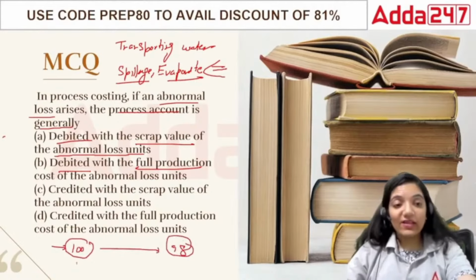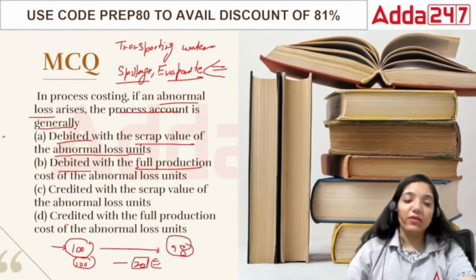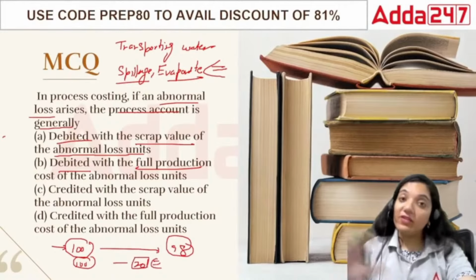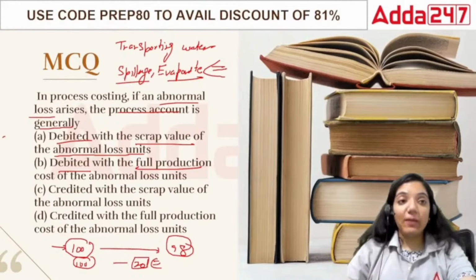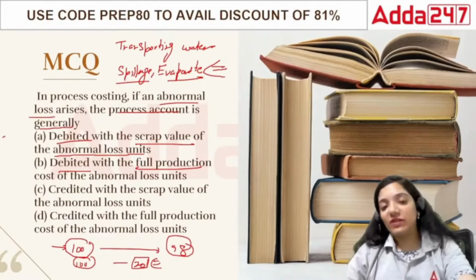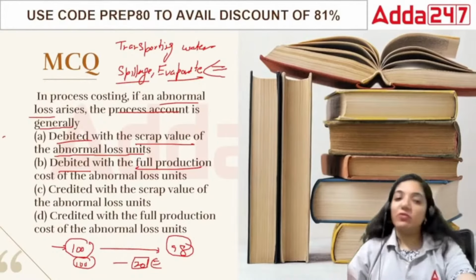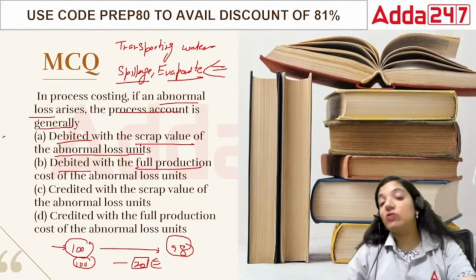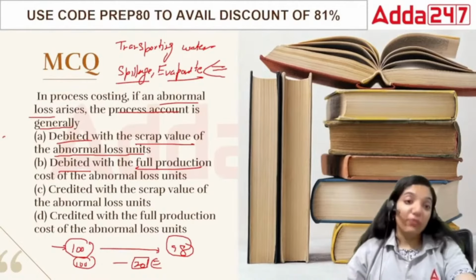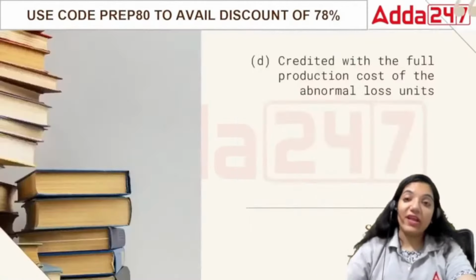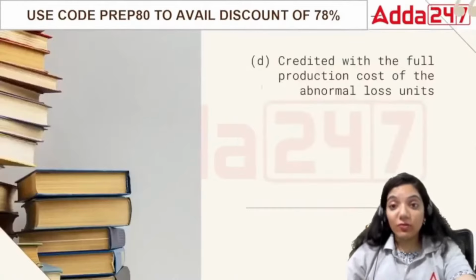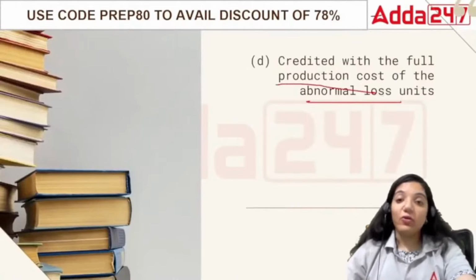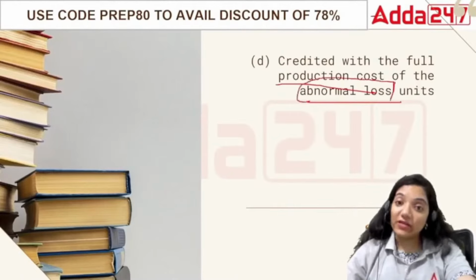But if I give you 100 and more than 20 eggs are broken, what will you do? You will come to me and say, what are you giving me? This is not good for me. That is where this would be called abnormal. So when we have abnormal losses, we consider the cost of it as well. 2-3 would have been fine, 20 is too much. So I won't pay for those 20 eggs at all. The problem arises here. So it would be credited in the full production cost of that abnormal loss.